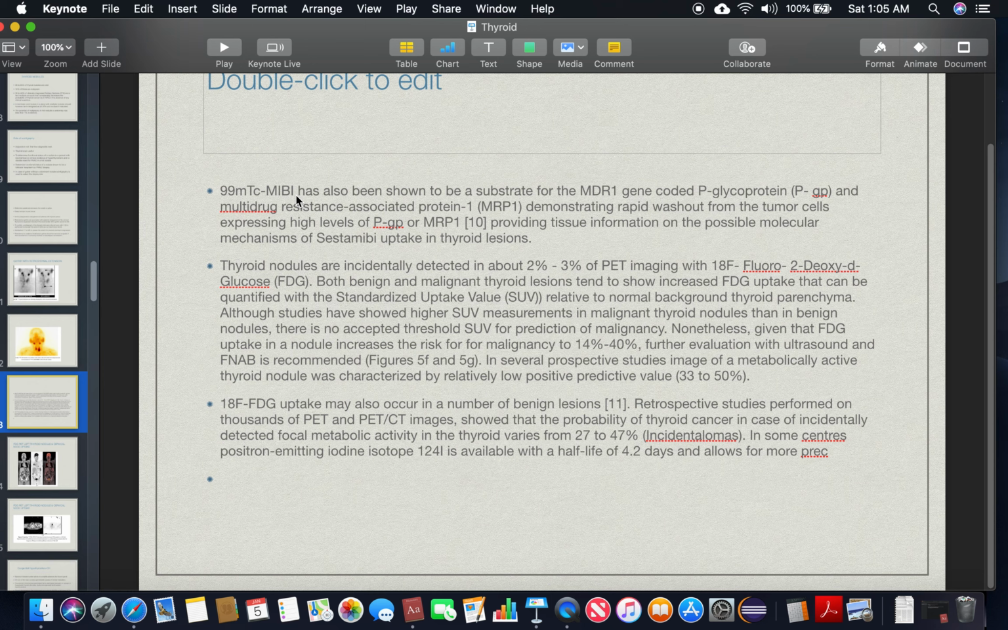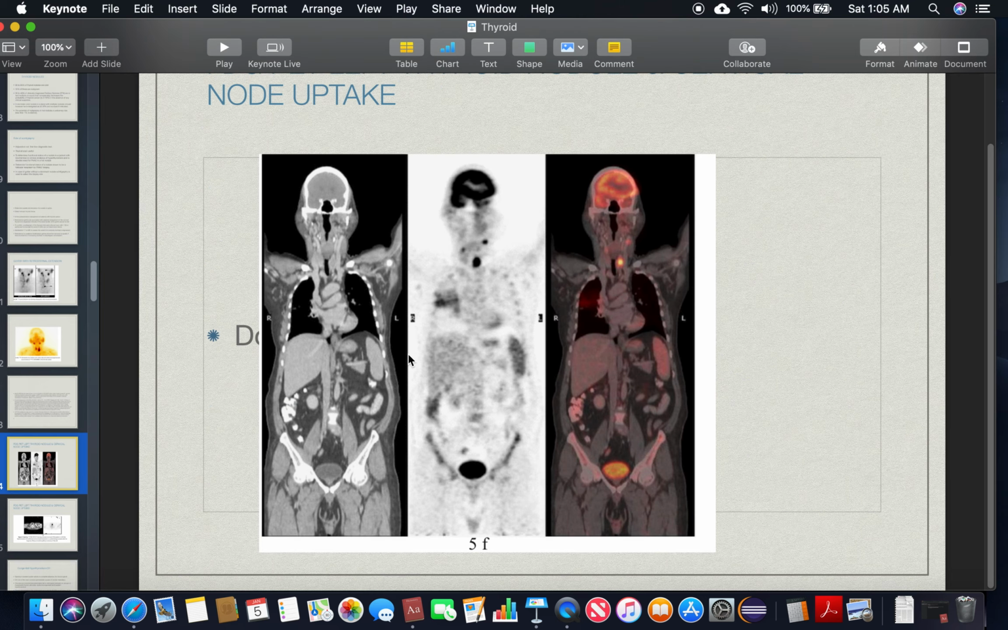It is not necessary that anything that is picked up on sestamibi is malignant, but certainly if you are doing a cardiac study and it is picked up, you have to pay attention to it.